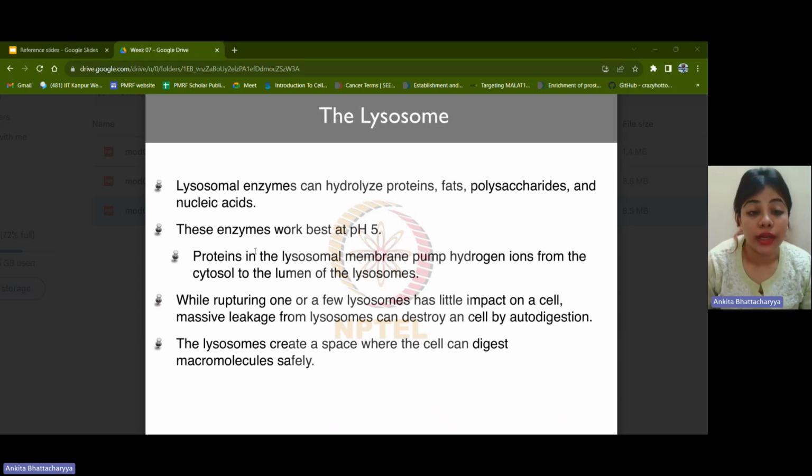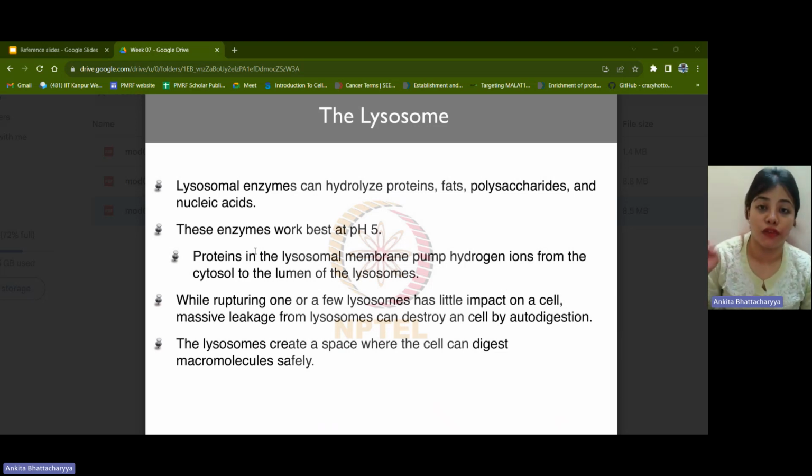While rupturing one or a few lysosomes has very little impact on a cell, massive leakage from lysosomes can destroy a cell by autodigestion. So if all of the lysosomes within a cell ruptured, all of these enzymes would be released into the cellular environment. While the pH is not very conducive, you have to understand that the H plus ion concentration is diluted, but these enzymes can still perform, maybe not at their best, and they can still carry out autodigestion of important proteins and important lipids of the cell.